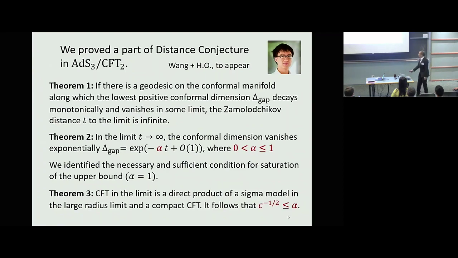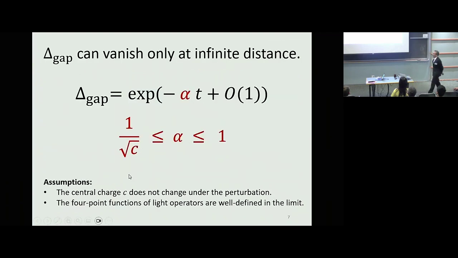Okay, so there are lots of words on this transparency. So I actually tried to make this more concise. Let's see, where is my pointer? Here. So basically what I'm going to tell you is that this conformal dimension gap above the vacuum vanishes only at infinite distance in the conformal manifold. And there it decays exponentially in the holographic distance. And we can bound this coefficient alpha between 1 over the square root of c and 1. So this is what I would like to explain to you.